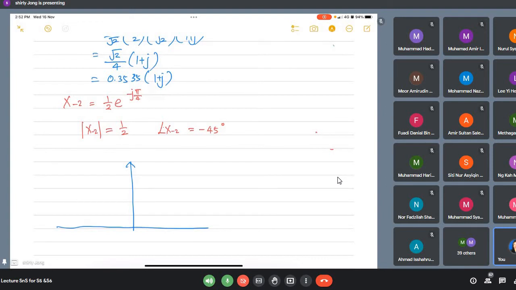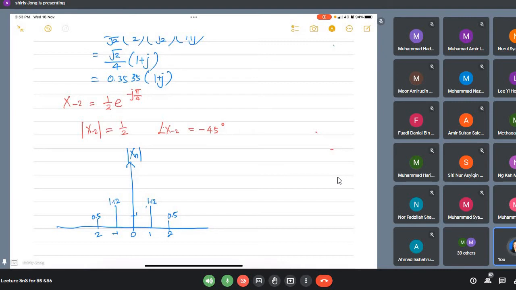For the 0, you get 1, and then you have 1.12 for number 1, and then for x2 you get 0.5. And then here also the same, 1.12, then 0.5. Okay, so this is for the magnitude.